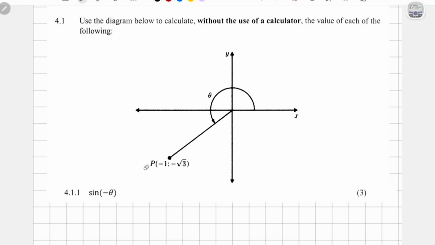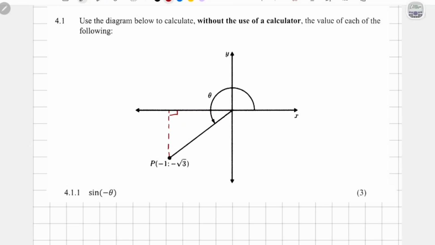So do you see that they gave you a point and they call that P, and the x value is -1 and the y value is -√3. What you can first of all do is go ahead and draw a vertical line to the x-axis, and you know that it is perpendicular to the x-axis. Then we can go ahead and label our sides.